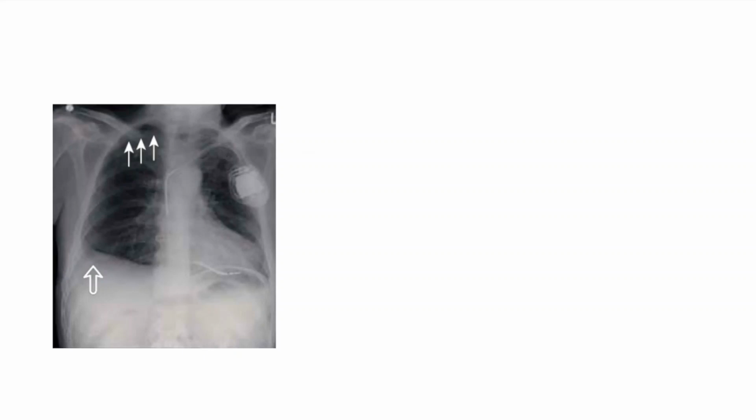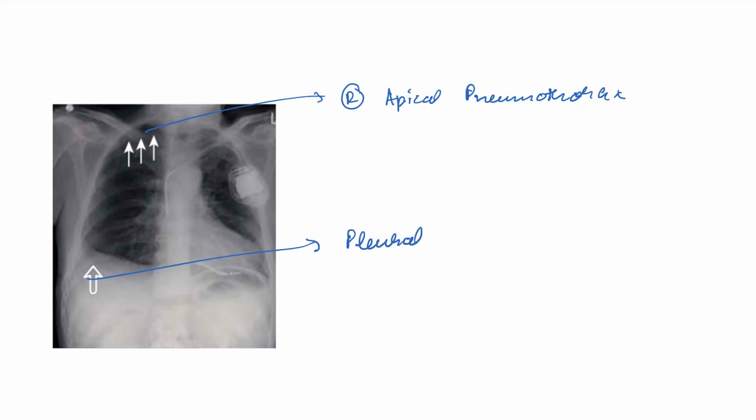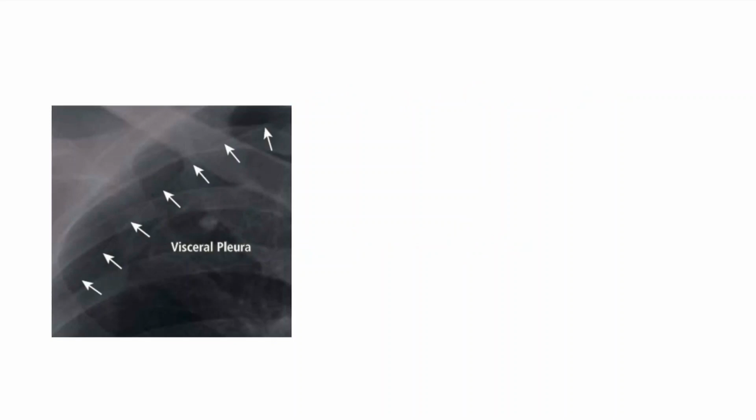Now what does this chest X-ray show? There is right sided apical pneumothorax. There is also pleural effusion. In this case, the visceral pleura is visible. So this is also a case of pneumothorax.